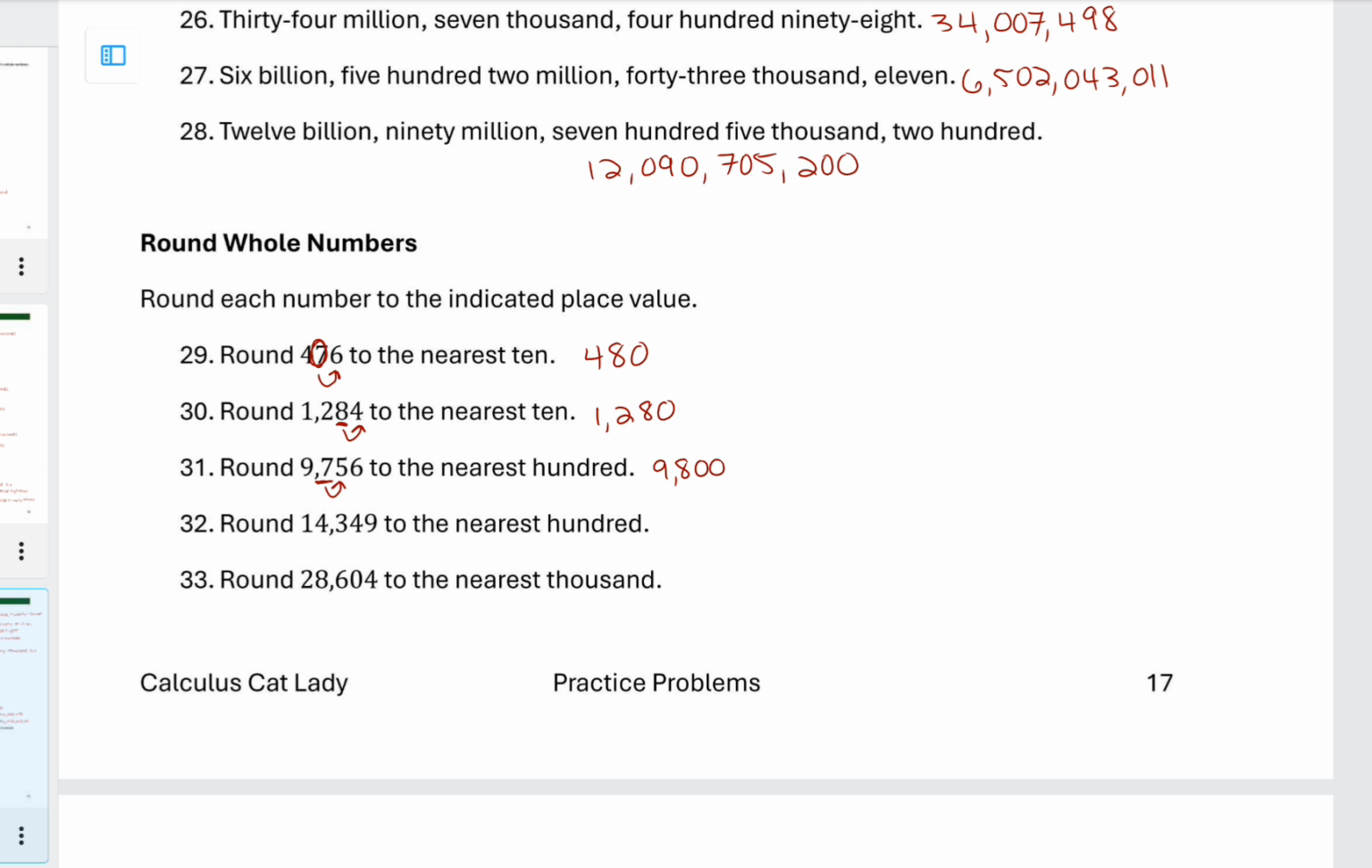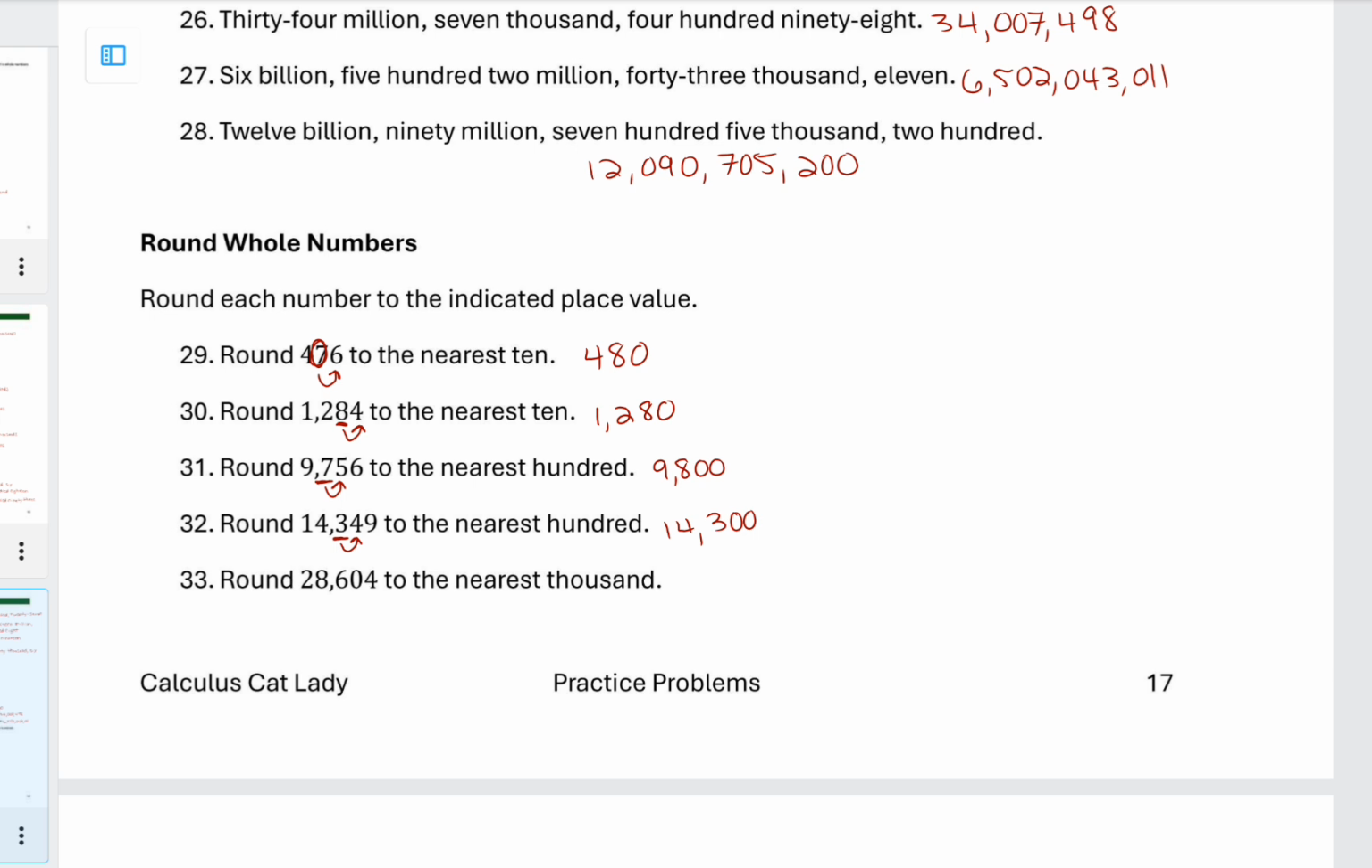Round 14,349 to the nearest 100. The 3 is in the hundreds place. The 4 is to the right of it, and 4s round down. So we're going to have 14,000. That 3 gets to stay the same. And put all zeros after it.